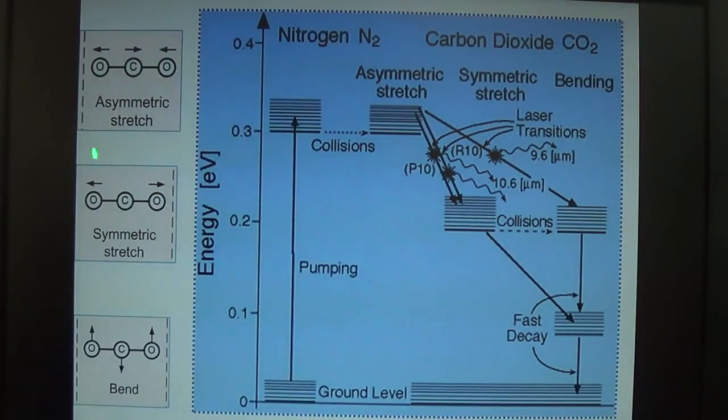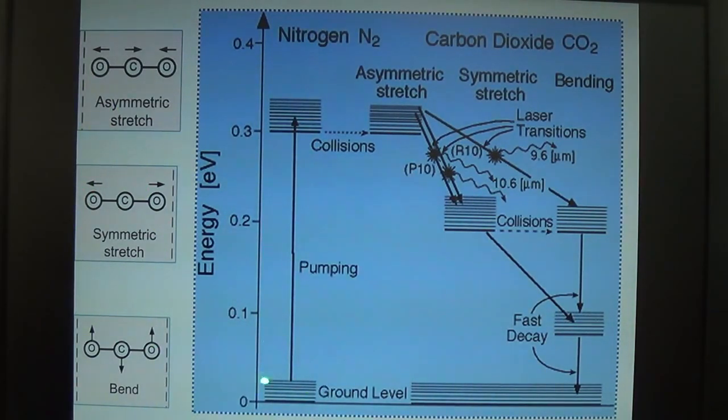So you can see here these are asymmetric stretching: one oxygen moves towards the carbon, and the second oxygen moves far away from the carbon. So this is asymmetric stretching, symmetric stretching, and you can see bending here.